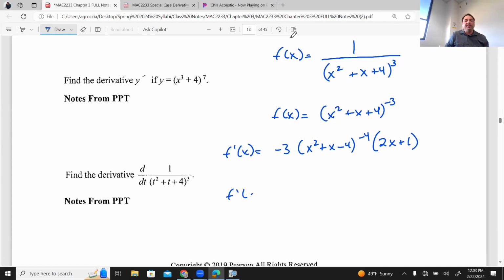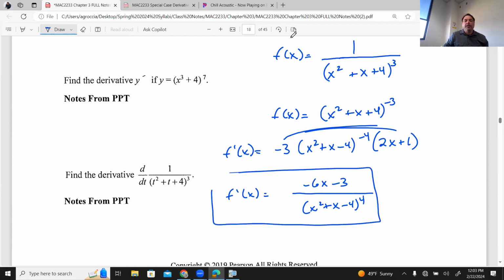And then if I were going to simplify this one, the negative 4 would go to the bottom. (x squared plus x plus 4) raised to the 4. You could distribute the negative 3, and you'd have negative 6x minus 3. It's one way you could simplify it for that final answer.